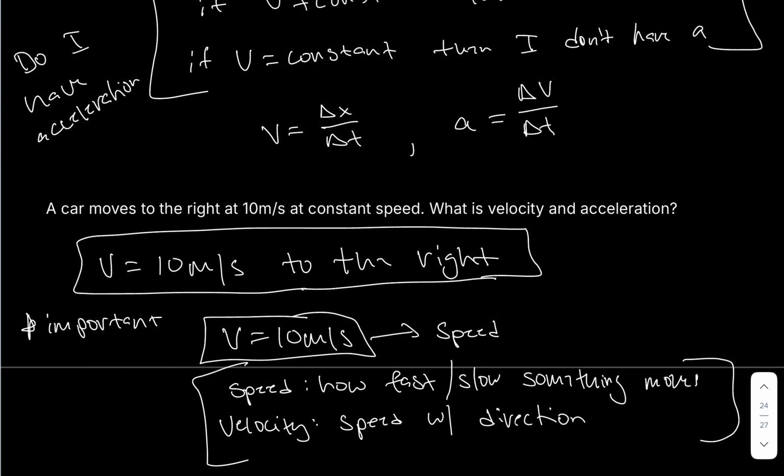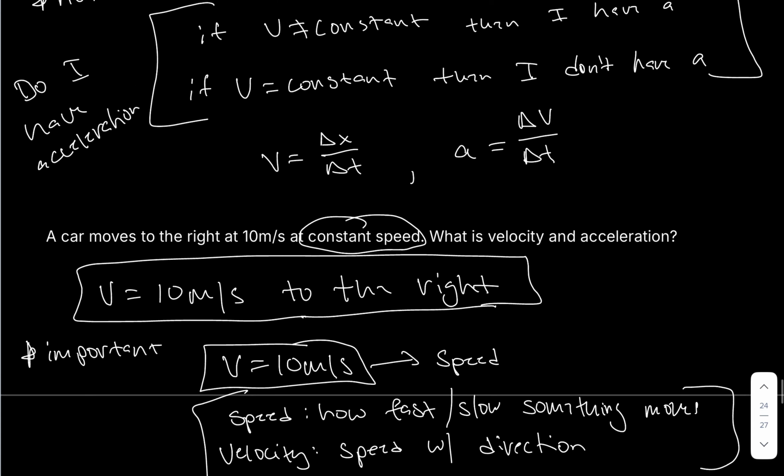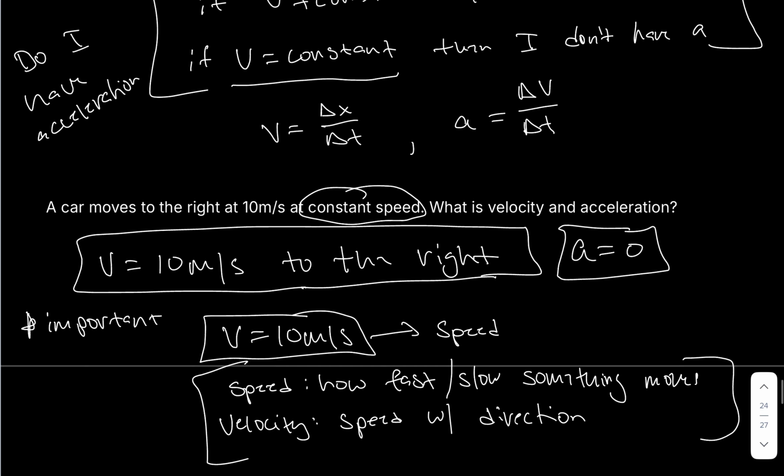Now, acceleration, we have that the car moves at a constant speed. And as we just said, if v is constant, then I don't have acceleration. So my acceleration is 0 for this problem. And that's it. Hopefully that made sense.